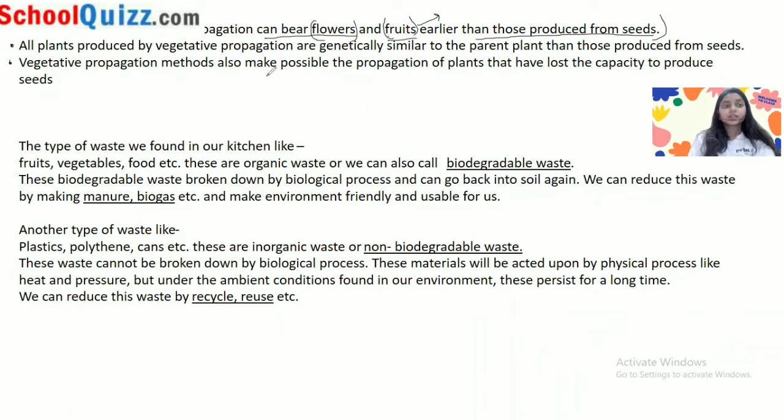Next, all plants produced by vegetative propagation are genetically similar to the parent plant, unlike those produced from seeds. So in vegetative propagation, we take the stem, roots, or leaves of the plant. This is obvious, because the plant produced from the stem, leaves, and roots is genetically similar to its parent.